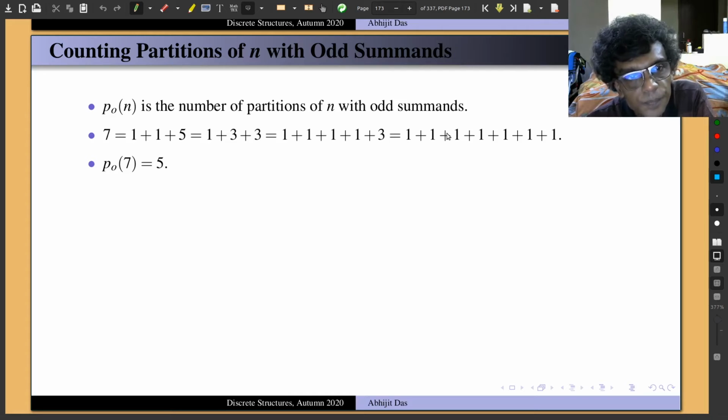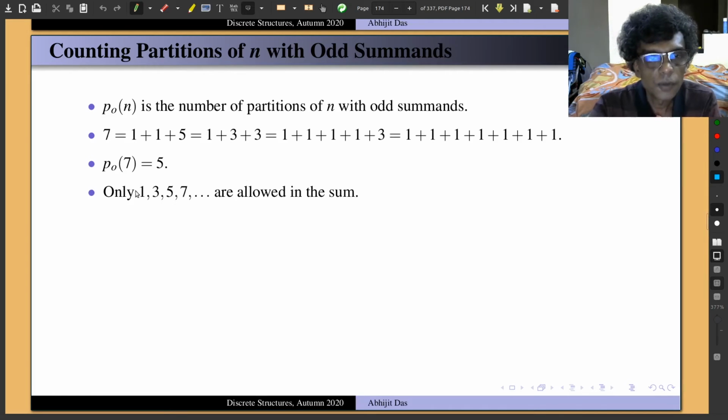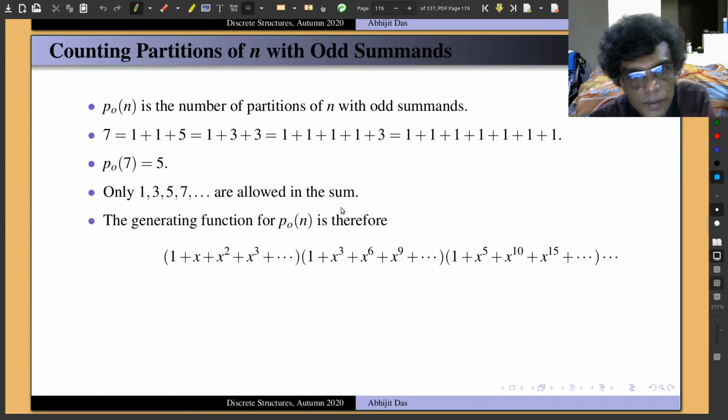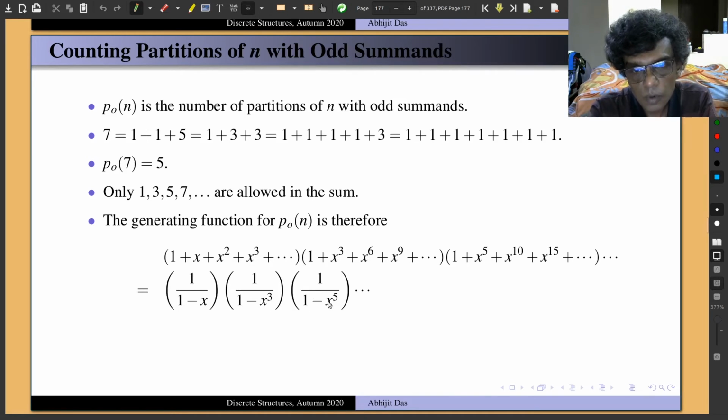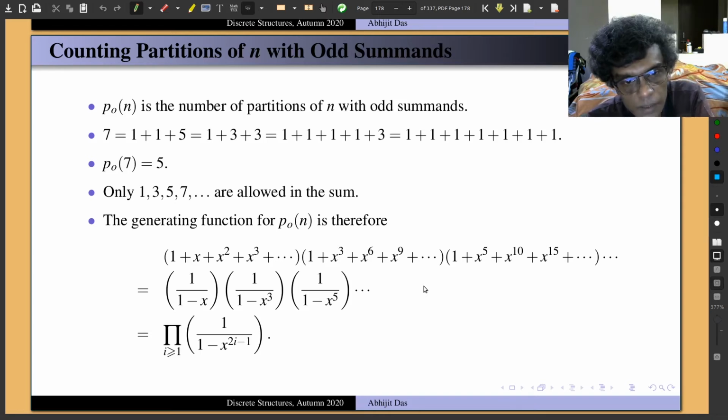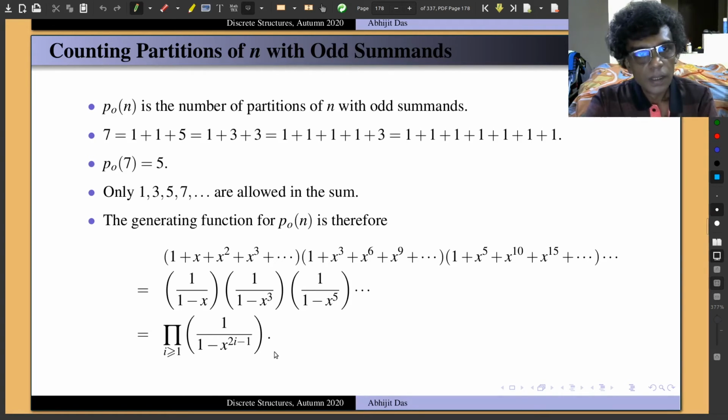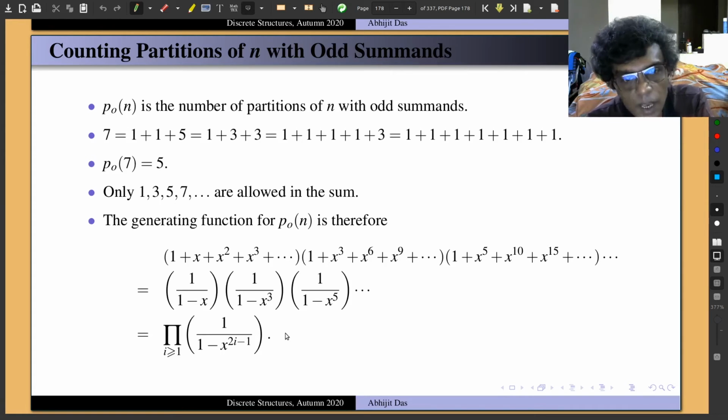But let me first find a generating function for this PON. Now, of course, only 1, 3, 5, 7, 9, the odd numbers are allowed in the sum. Therefore, this is the relevant thing: 1 plus x, x square, x cube for 1; 1 plus x cube, x power 6, x power 9 for 3; 5, 10, 15 and so on. This is once again an infinite product: 1 over 1 minus x, 1 over 1 minus x cube, 1 over 1 minus x power 5 and so on. And I can write it this way: the product of 1 over 1 minus x to the power 2i minus 1 for all i greater than or equal to 1. Okay. This is still not a good thing from which I can derive a closed form expression for this quantity. Anyway, we have to accept reality.